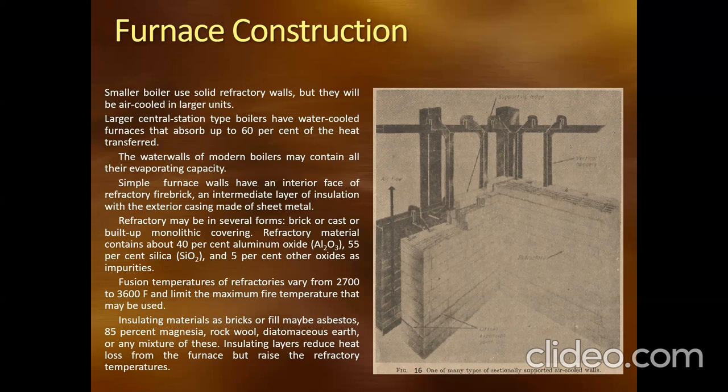Simple furnace walls have an interior face of refractory firebrick, an intermediate layer of insulation, with the exterior casing made of sheet metal, like cladding. Refractory may be in several forms: brick, or cast, or built-up monolithic covering. Refractory material contains about 40% aluminum oxide, 55% silica, and 5% other oxides as impurities. Study of insulation is another topic. Fusion temperature of refractories varies from 2,700 to 3,600 Fahrenheit and limits the maximum fire temperature that may be used. Insulating materials such as bricks or peel may be asbestos, 85% magnesia, rock wool, diatomaceous earth, or any mixture of these. Insulating layers reduce heat loss from the furnace but raise refractory temperature.